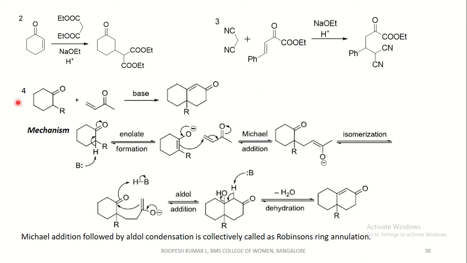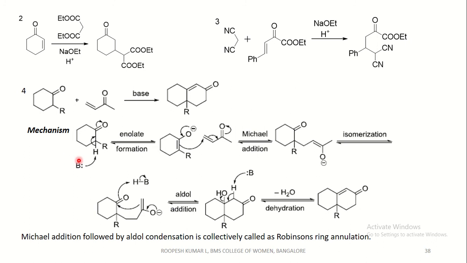Coming to the fourth example, a cyclic ketone reacts with an alpha beta unsaturated ketone in the presence of a base. We get a cyclic product, which also has an alpha beta unsaturated carbonyl compound. This reaction is called a Robinson ring annulation.